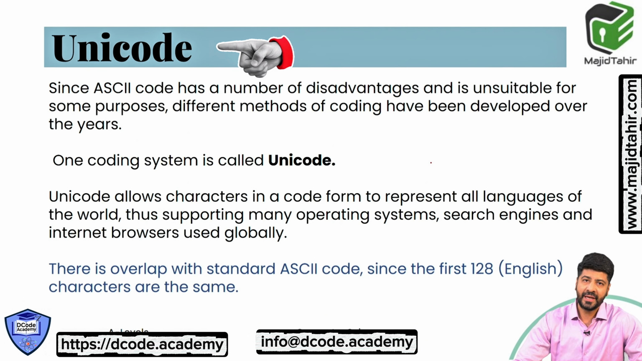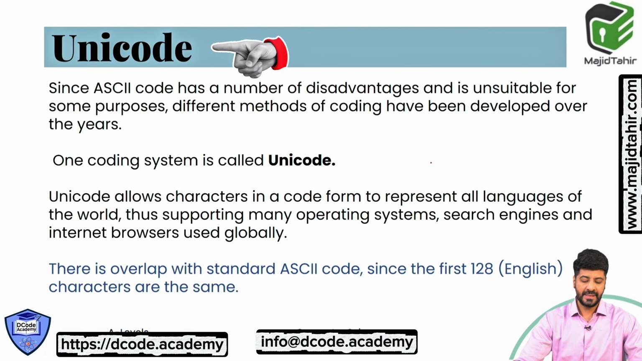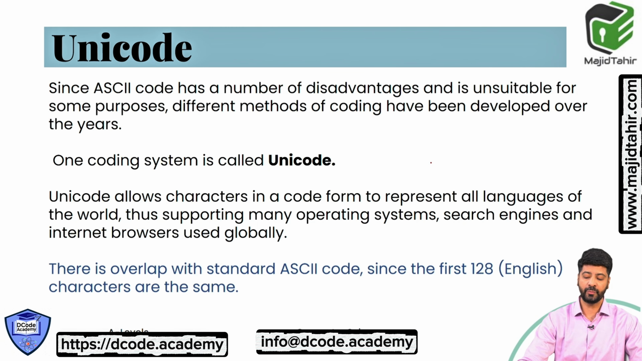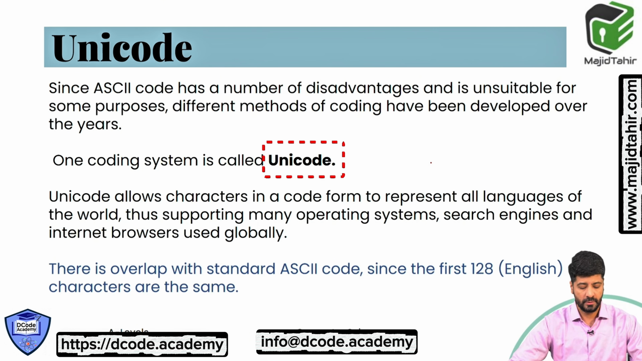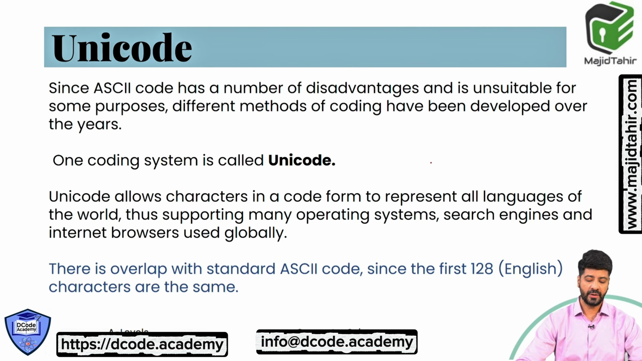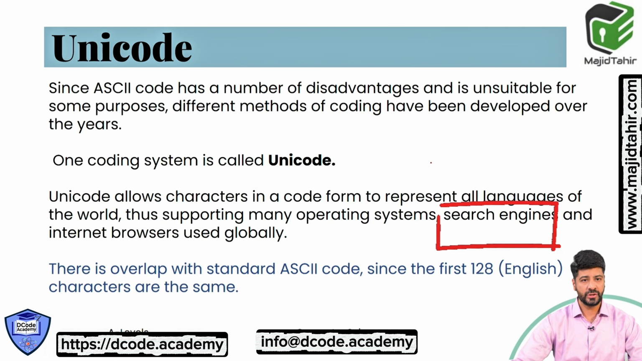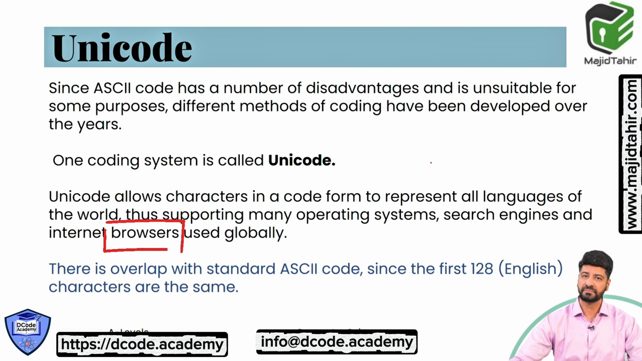Okay, another coding scheme is called UNICODE. Since ASCII code has a number of disadvantages and is unsuitable for some purposes, different methods for coding have been developed over the years. One coding scheme is called UNICODE. UNICODE allows characters in code form to represent all languages, thus supporting many operating systems, search engines, and browsers. So this overlaps with ASCII codes.